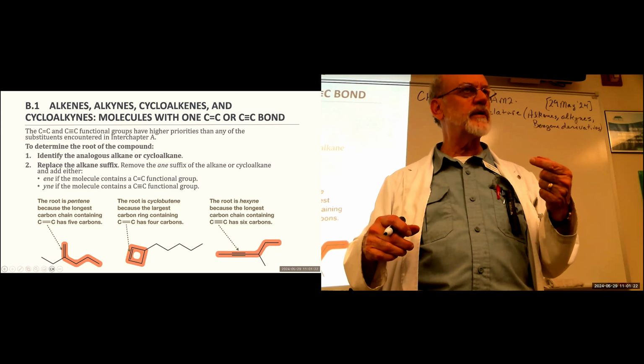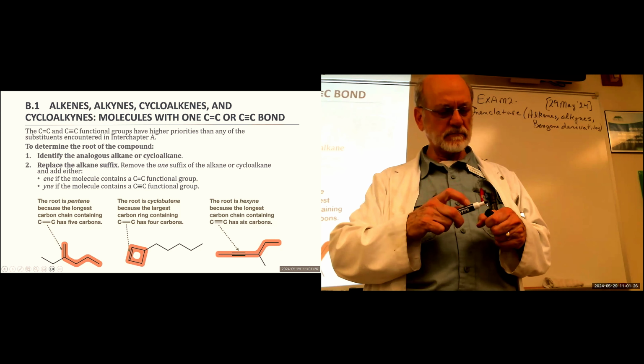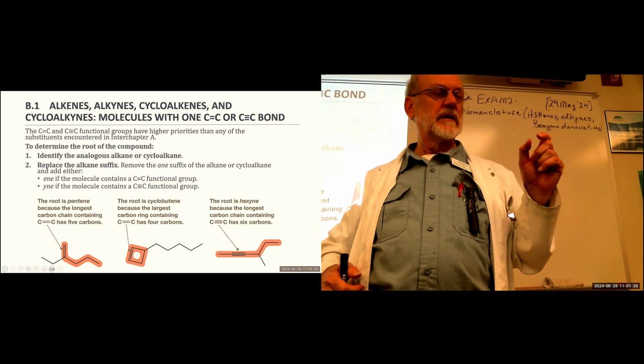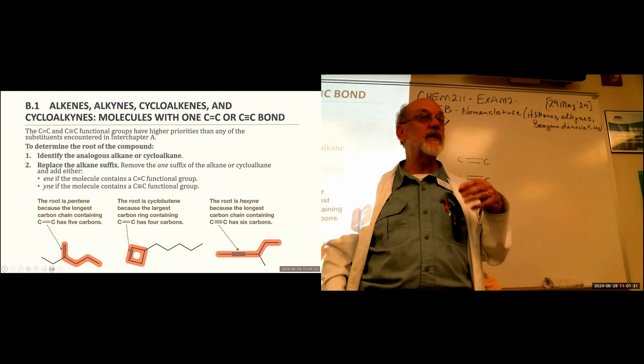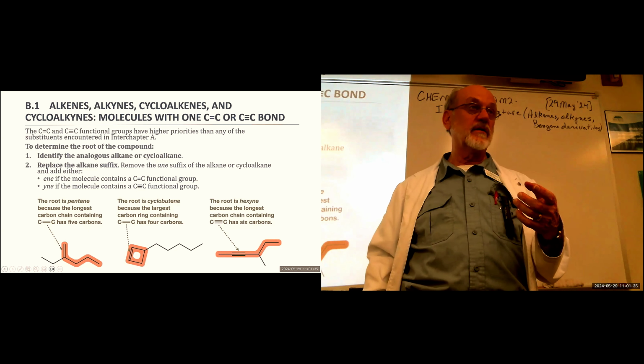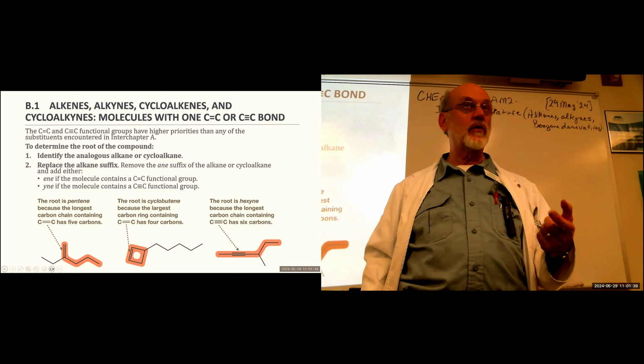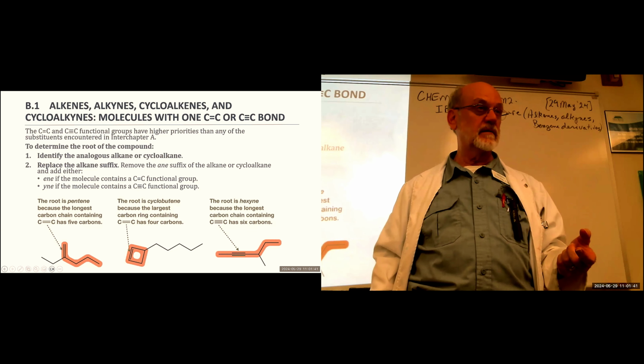So the double bonds and the triple bonds have an influence on what the parent chain is. You have to include the double bonds and triple bonds in the parent chain. So even though there are only 4 carbons in that cycle, it wins as the parent. So our root there is cyclobutene.